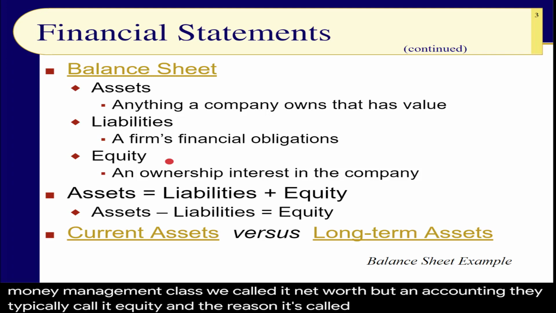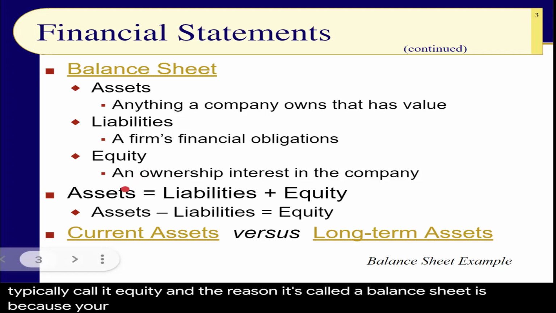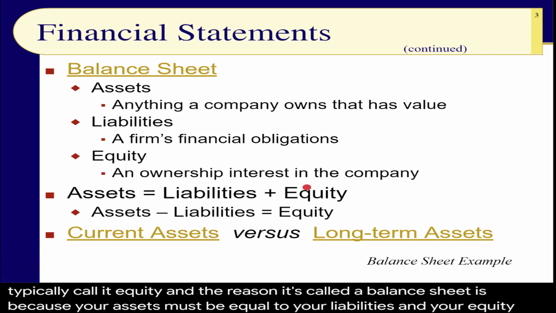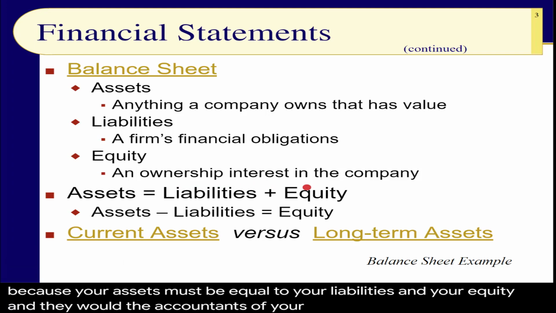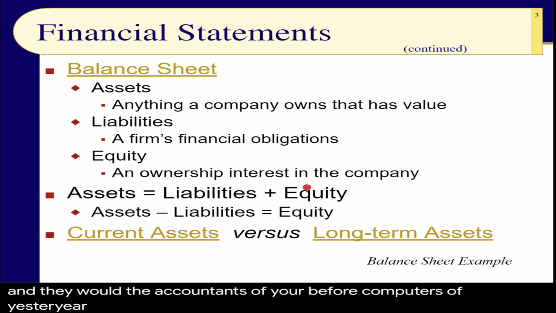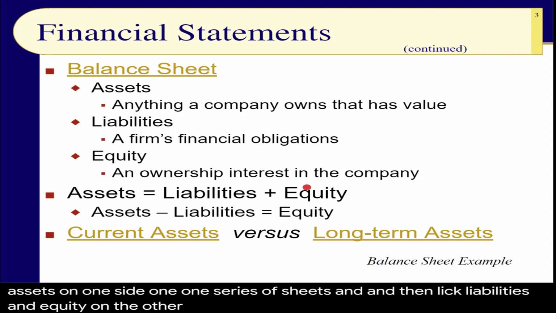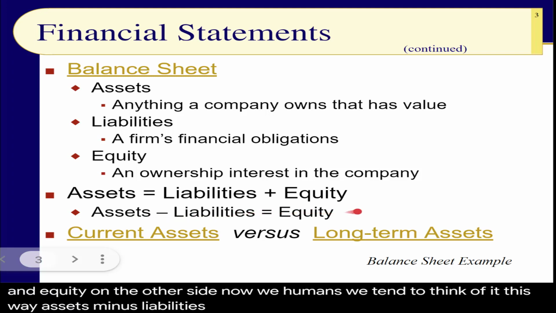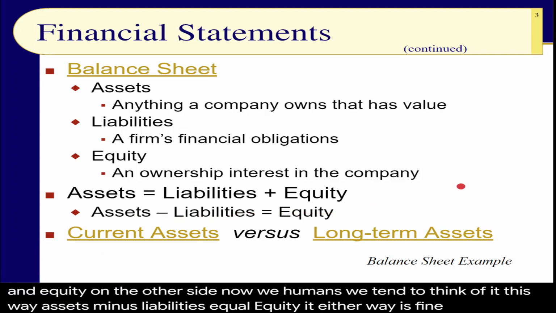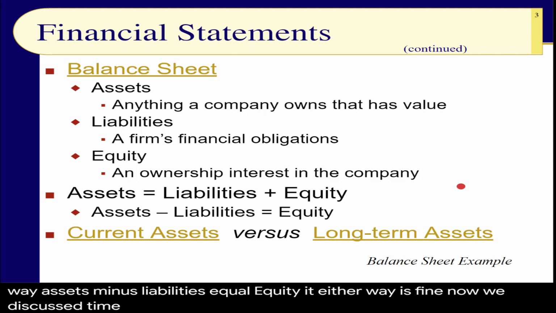And the reason it's called a balance sheet is because your assets must be equal to your liabilities and your equity. And the accountants of yore, before computers, of yesteryear, would make these huge spreadsheets. And they would put assets on one side, one series of sheets, and then liabilities and equity on the other side. Now, we humans, we tend to think of it this way: assets minus liabilities equal equity. Either way, it's fine.